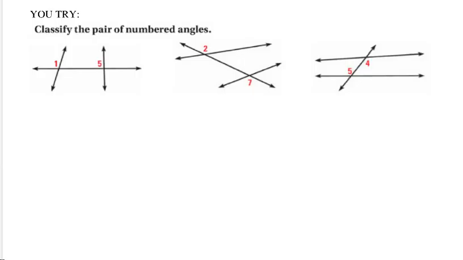All right, your answer for the first one should be that those are corresponding angles. If you notice already, I'm using abbreviations here. Instead of writing out the word angles, I'm using the angle symbol and then just putting an S at the end of it. Next is 2 and 7.